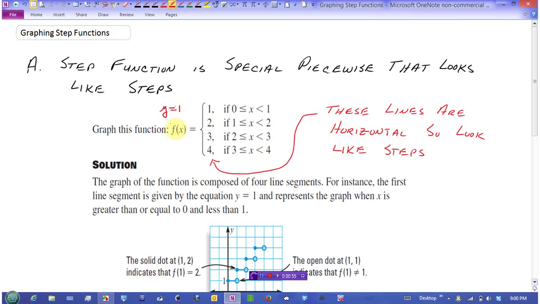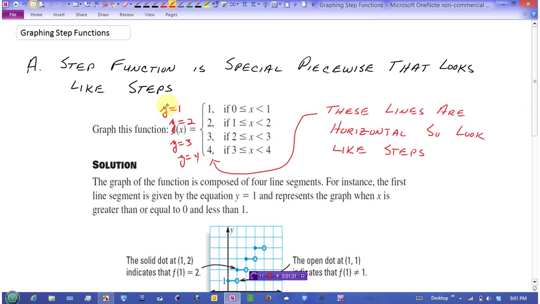Then we look at the next thing, and it says y equal 2. So this function is going to be equal to y equal to 2 if x is between 1 and 2. Remember what these lines y equal 1, y equal 2 are. Those are just going to be horizontal lines. So if they're horizontal, they're going to look like steps. And so as you can see, as we go on down this function, it's going to be y equal to 2, y equal to 3, and y equal to 4. And they're going to be a series of steps.